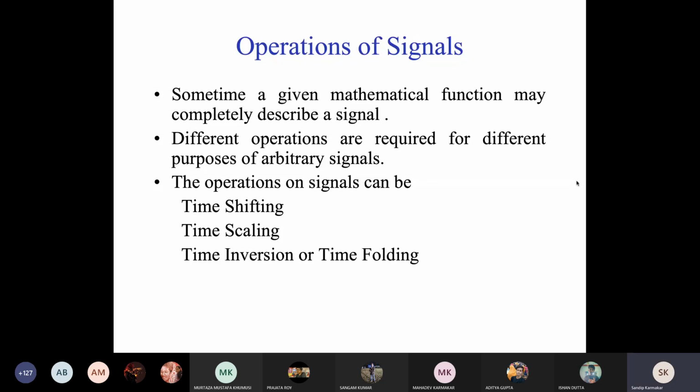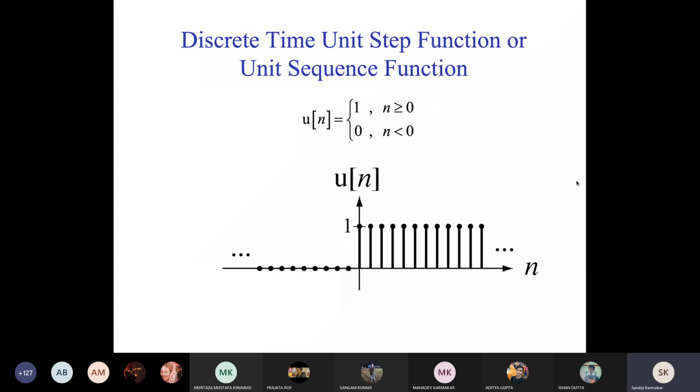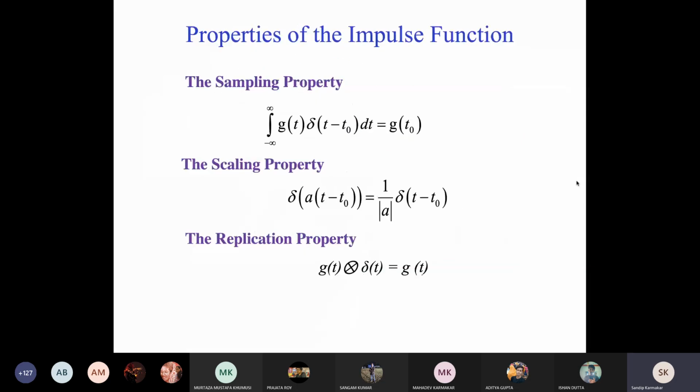Operations on signals: sometimes a given mathematical function can completely describe a signal. Different operations are required for different purposes on arbitrary signals. The operations on signals can be time shifting, time scaling, time inversion, or time folding. We'll see these from next class, but just to review some of the points today.